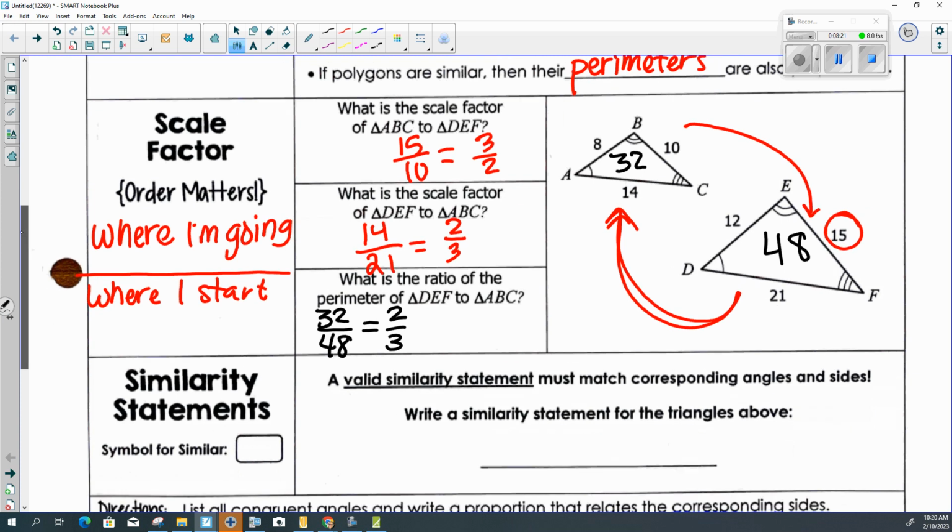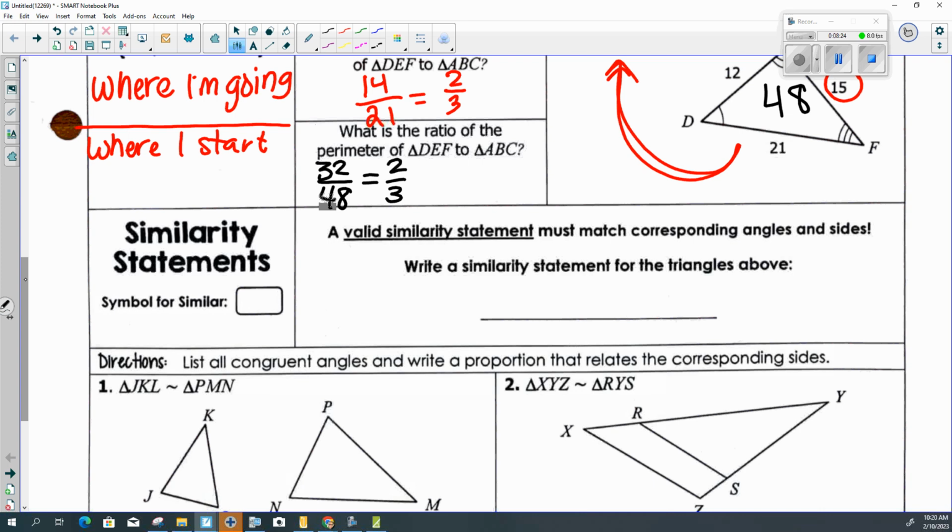Just how we learned congruent, we had an equal sign with a squiggly line on top of it. We also have a symbol to represent similarity. It's just the squiggly line. And it reads, this is similar to this. So looking at our triangles up above, I can say triangle ABC is similar to triangle DEF. Meaning, the definition up above, the corresponding angles are congruent, the corresponding sides are similar.